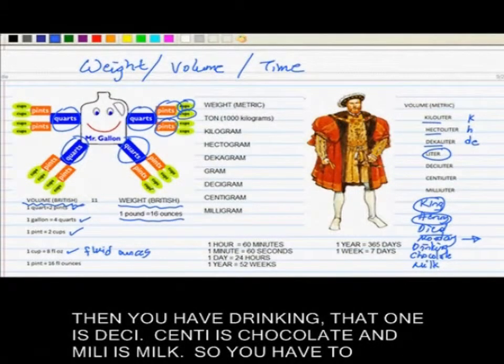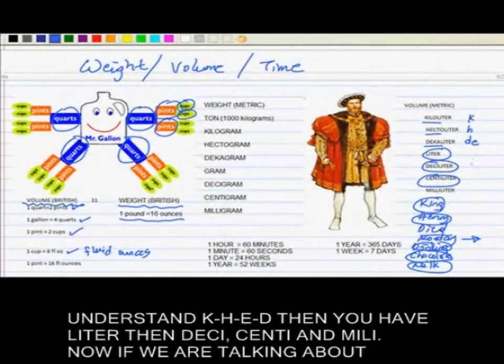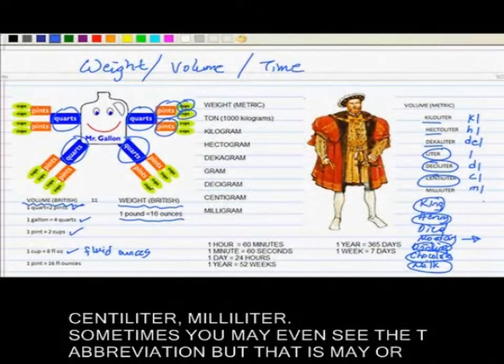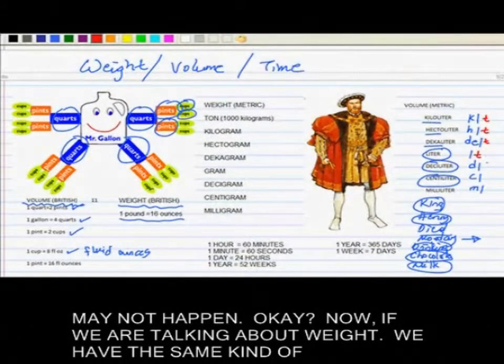And then you have drinking. That one is deci. Centi is chocolate. And milli is milk. So you have to understand KHDE, then you have liter, then deci, centi, and milli. Now if we're talking about volume, we are talking about kiloliter, hectoliter, decaliter, liter, deciliter, centiliter, milliliter. Sometimes you may even see the T abbreviation, but that may or may not happen, okay?